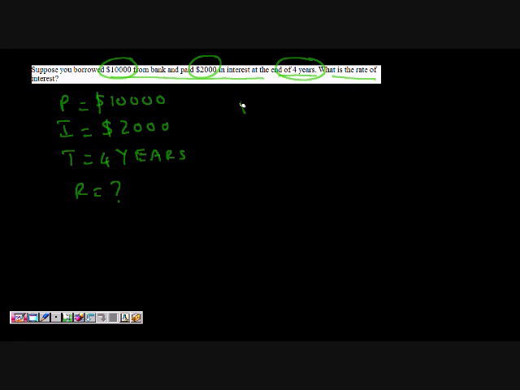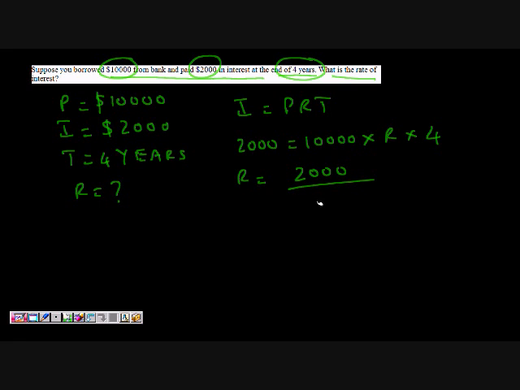So we know that I is equal to PRT. So I is 2,000. Principal is 10,000. We don't know the rate, and time frame is 4 years. So we can write R is equal to 2,000 divided by 10,000 into 4. Now these cancel out. Now 2 goes into 4 2 times. So R is equal to 1 by 10 into 2, which is 1 by 20.